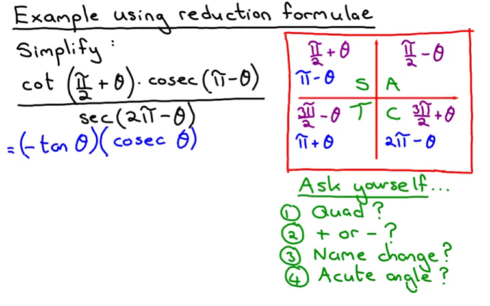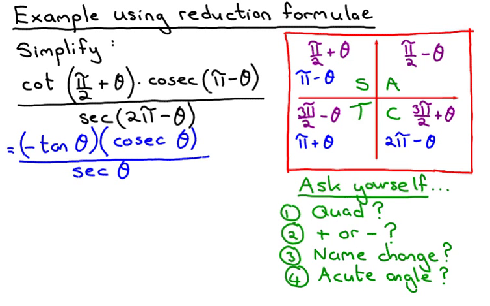Okay, let's go to our denominator. Sec of 2 pi minus theta, again ask myself, what quadrant is it in? It's in quadrant 4. Is sec positive or negative in quadrant 4? Well, we know cos of an angle is positive, therefore its reciprocal sec is also positive. So now I'm dealing with positive sec theta.